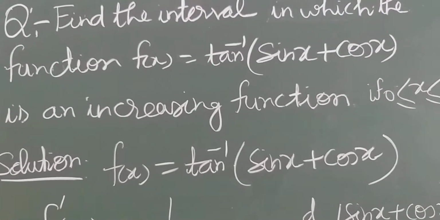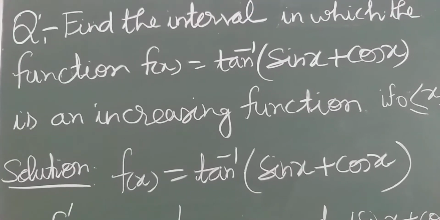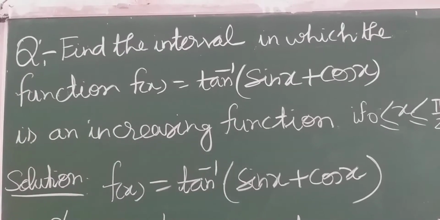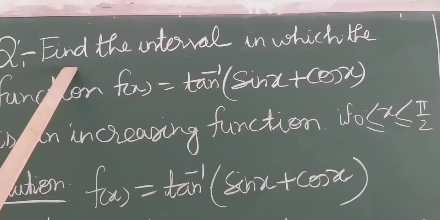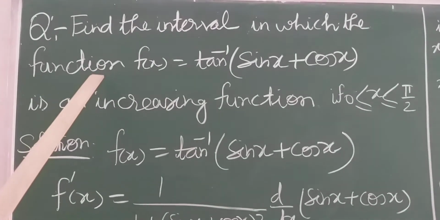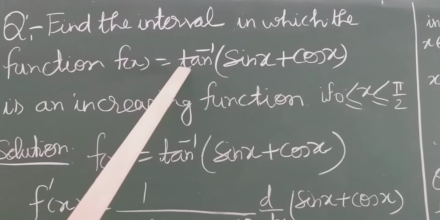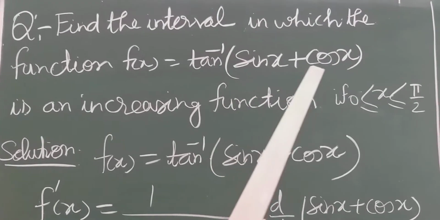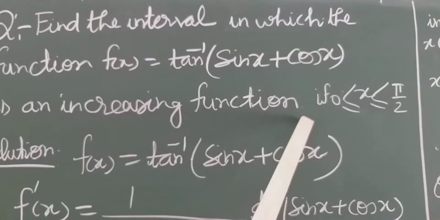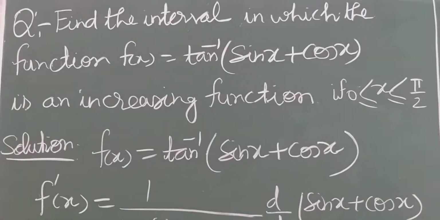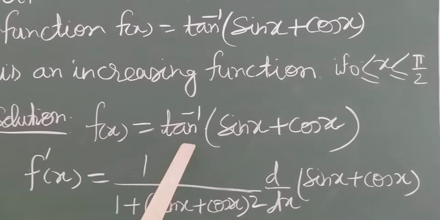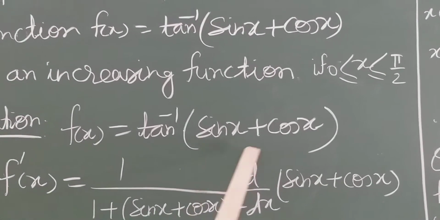Today we are going to solve questions based on increasing and decreasing functions. So the first question is: find the interval in which the function f(x) = tan inverse (sin x + cos x) is an increasing function, if x belongs to [0, pi/2]. So students, f(x) = tan inverse (sin x + cos x).